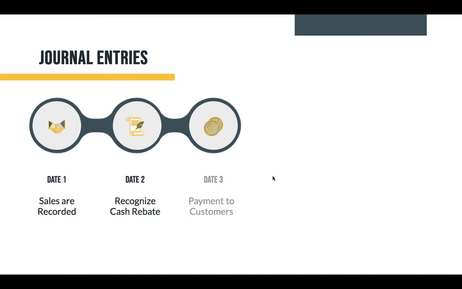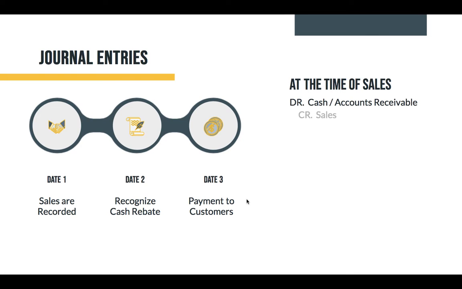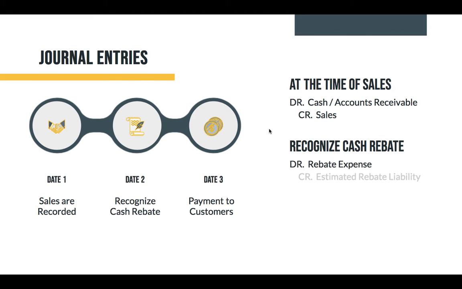We need to assume. Okay, third is the actual payment to the customers. First, at the time of sales, same thing. We'll debit cash or accounts receivable, then credit sales. Second is we recognize the cash rebate. So we recognize the expense. So we debit rebate expense and then credit estimated rebate liability.